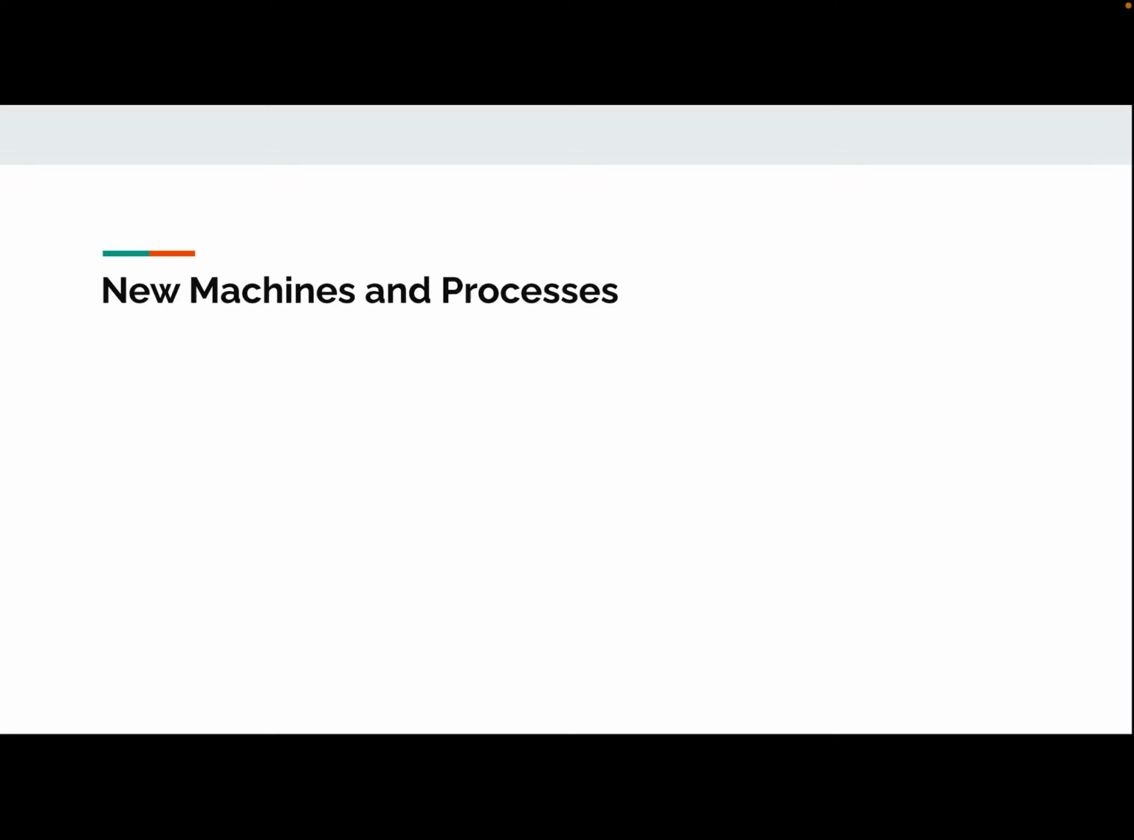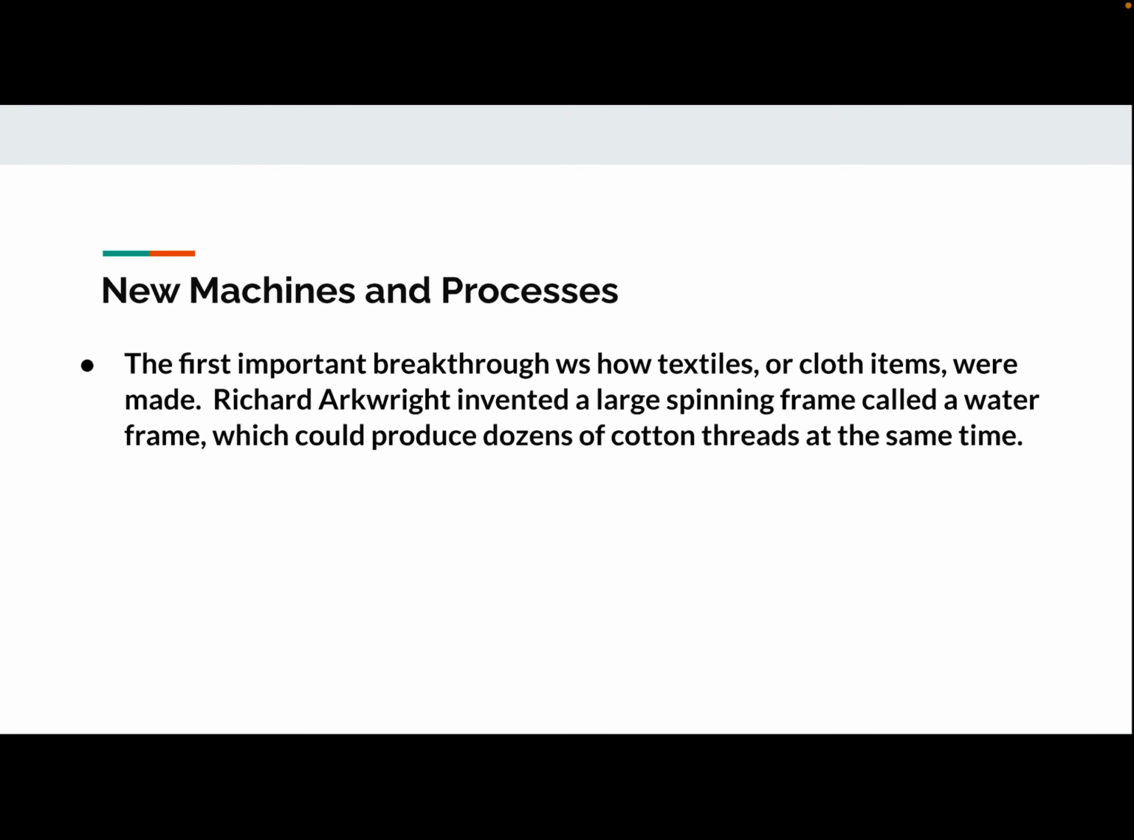All right, going forward. New machines and processes. The first important breakthrough was how textiles, or cloth items, were made. A textile is cloth. Richard Arkwright invented a large spinning frame called a water frame, which could produce dozens of cotton threads at the same time. So it sped up how cloth was made.